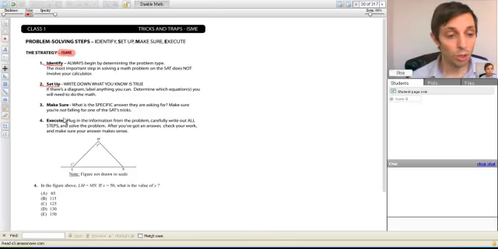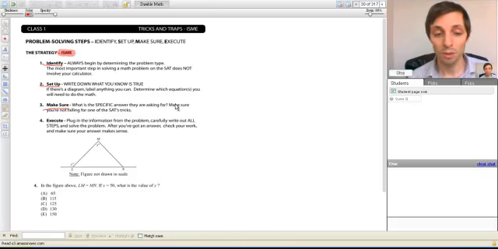Then you want to make sure, what is the specific answer that the question is asking for? Make sure you don't fall for one of the SAT's tricks. Remember, we talked about it in the first lecture. The SAT will often ask you for a non-obvious value, or they might switch up the units on you, ask you for feet when they've been talking about inches.